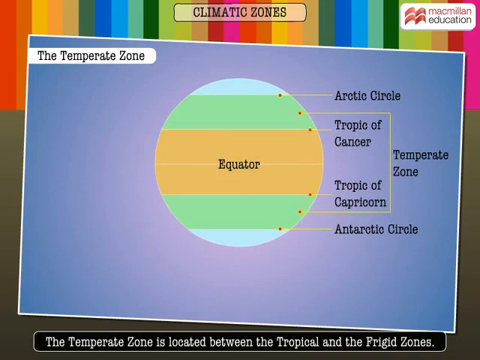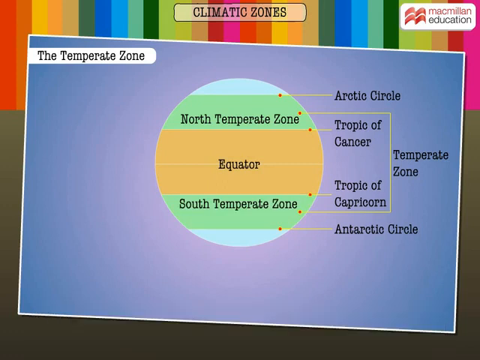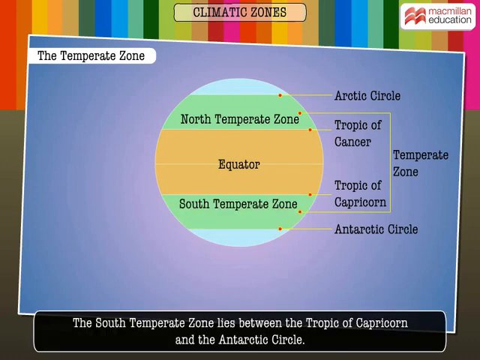The Temperate Zone is located between the tropical and the frigid zones. There are 2 temperate zones, the North Temperate Zone and the South Temperate Zone. The North Temperate Zone lies between the Tropic of Cancer and the Arctic Circle. The South Temperate Zone lies between the Tropic of Capricorn and the Antarctic Circle.